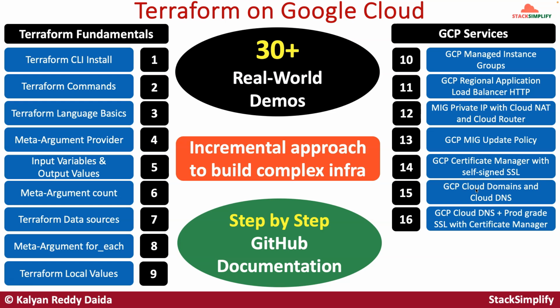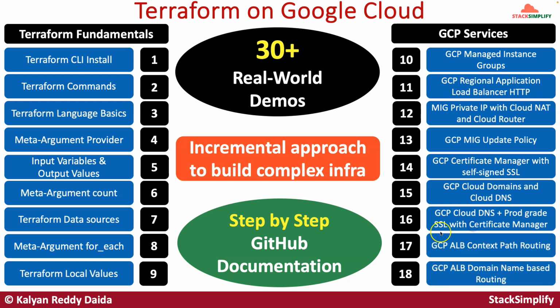And once that is completed, we will learn about cloud domains and then cloud DNS services and implement those things in Terraform, right, to generate the prod grade SSL with certificate manager with DNS authorization using cloud DNS, and also use either the registered domain from cloud domains or from any other external domain registrars like AWS Route 53 or Namecheap or GoDaddy, and then implement an end-to-end implementation here.